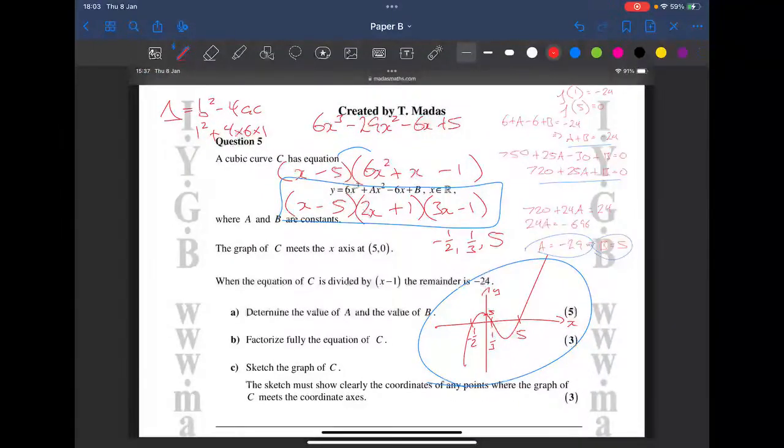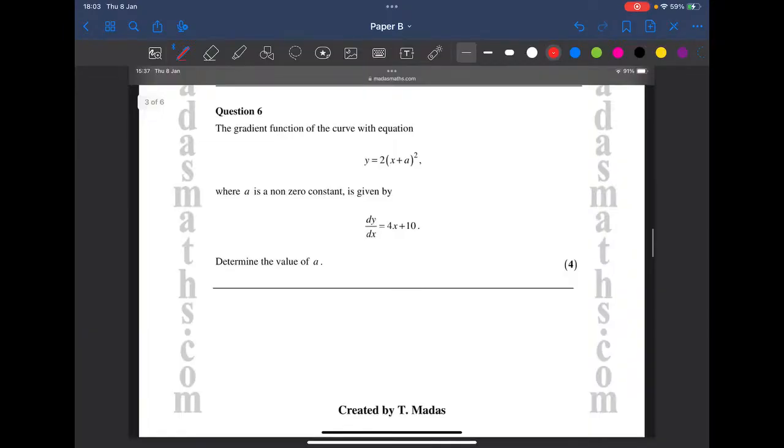Lovely jubbly. Let's have a look at number 6 then. So the gradient function of the curve with this equation, which is y equals 2 lots of x plus a all squared, where a is non-zero, is given by dy/dx is 4x plus 10. Determine the value of a. So 2 ways to do it. We can either expand this and differentiate, or we can integrate this and try and figure out what's going on. Let's expand this and differentiate.